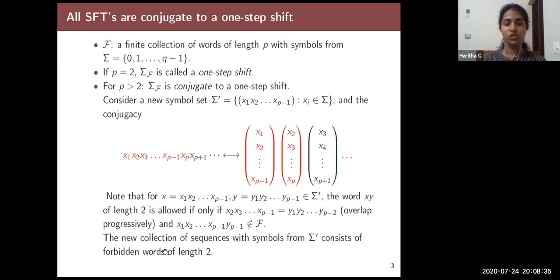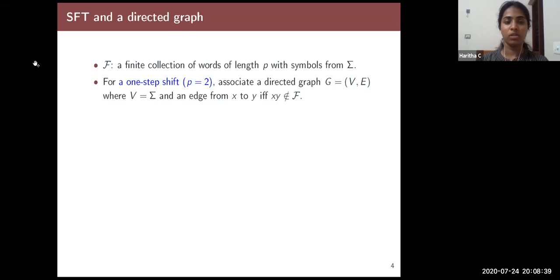So the new collection will have forbidden words of length 2. Once we have this conjugacy with the one-step shift, we'll see how this directed graph is obtained. For p equal to 2, you associate a directed graph where the vertex set is given by the symbol set, and there is an edge from x to y if and only if the word xy is not forbidden.